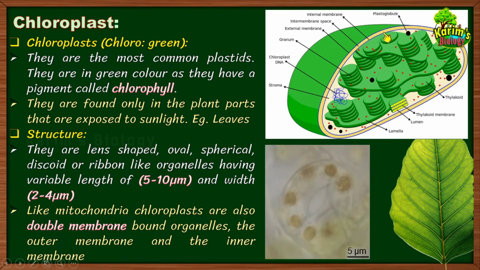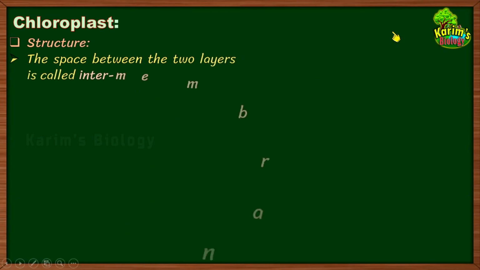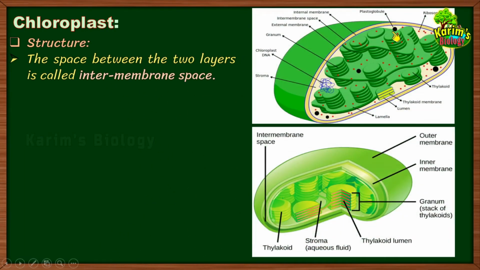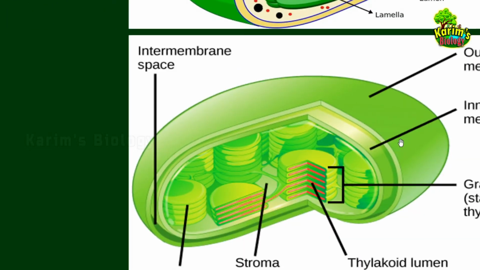And what are those two membranes? One is the outermost membrane, you can see here, and the second one is the inner membrane. As there are two membranes present, it is called a double membrane bound cell organelle. And then the space between the two layers is called the intermembrane space. The same thing we observed in the case of mitochondria also. The space present between the two layers, for example, let me zoom in and show you. This is the outer layer of the chloroplast.